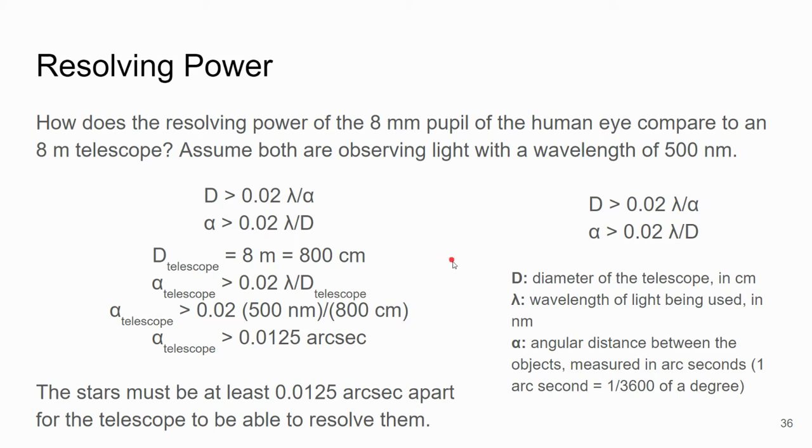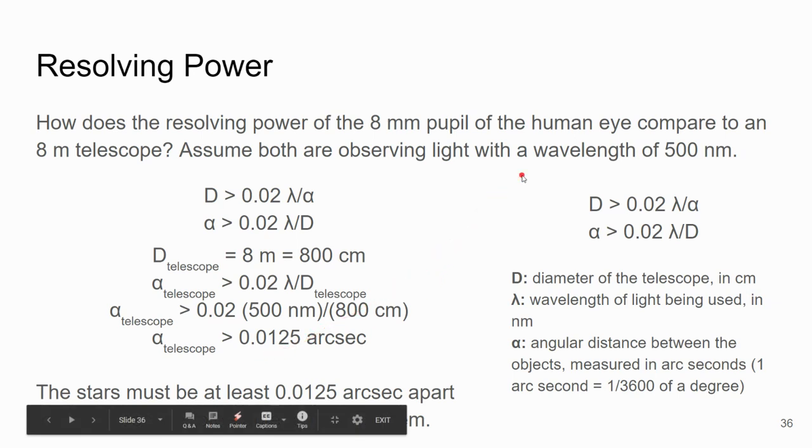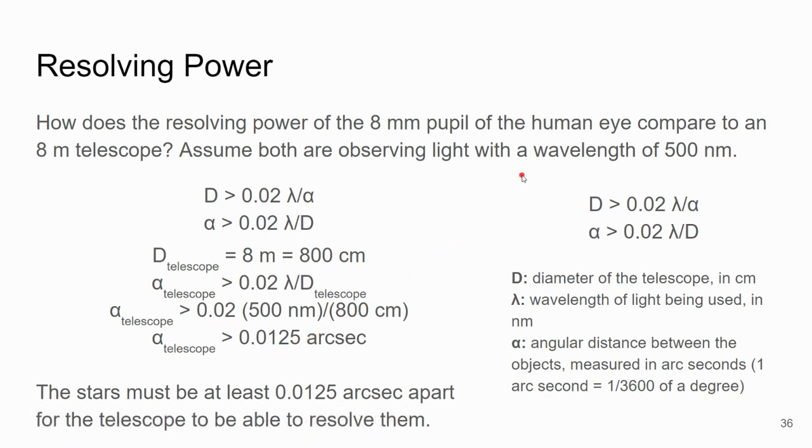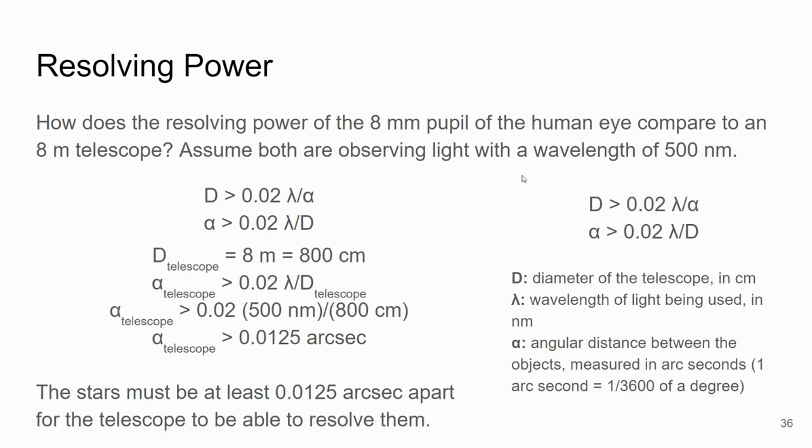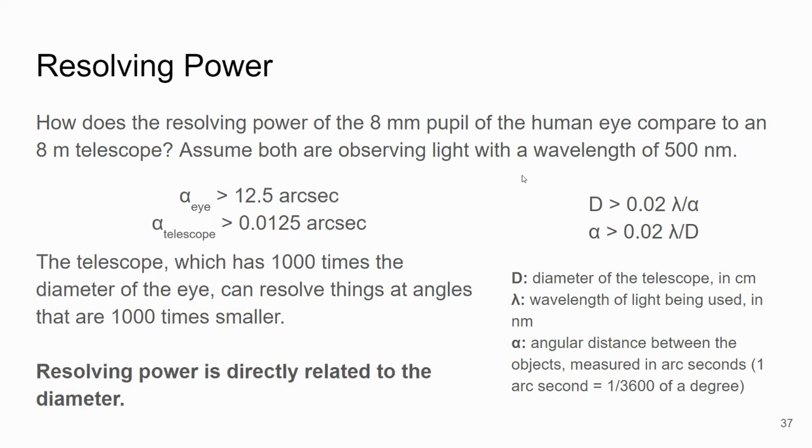If you use the same formula, but this time for D, we're plugging in the 8-meter diameter of the telescope. 8 meters is 800 centimeters. You get a much smaller angle, 0.0125 arc seconds apart. So with your eye, 12.5 arc seconds, that's the smallest one you can resolve. With this giant telescope, 0.0125 arc seconds. So what that means is the telescope that has 1,000 times the diameter of your eye can resolve things that are 1,000 times smaller. So resolving power is directly related to the diameter of the thing that's doing the imaging.